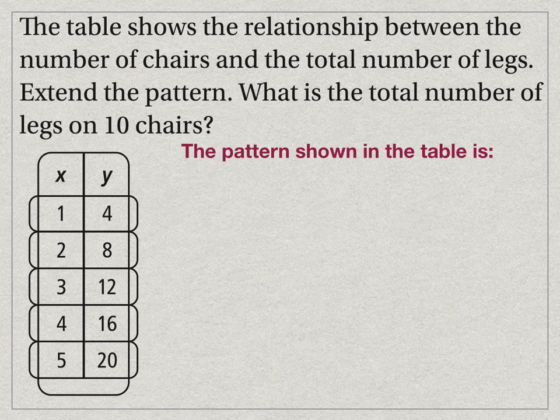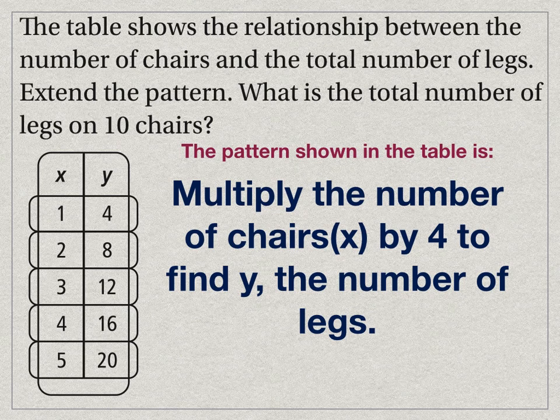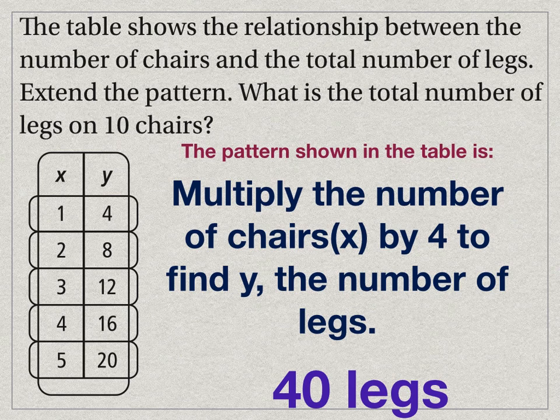You can multiply all of the x values by 4. So multiply the number of chairs, which is your x variable, by 4 to find y, the number of legs, which means if we have 10 chairs, we would multiply 10 times 4, and we would have 40 legs.